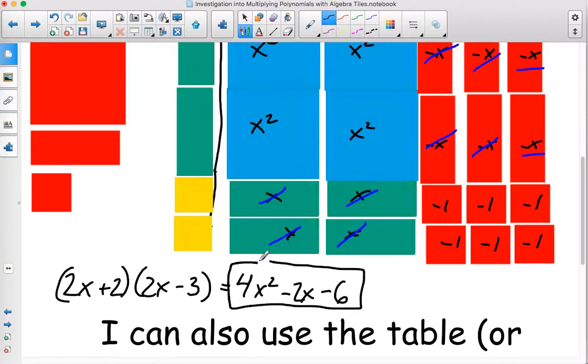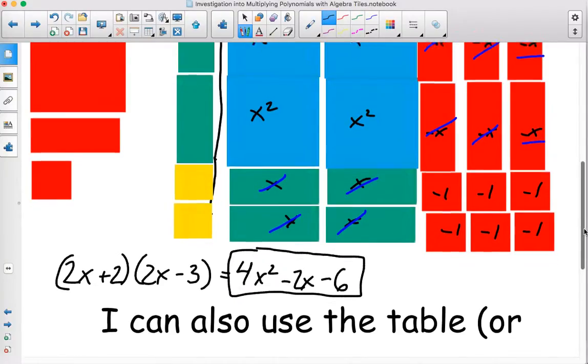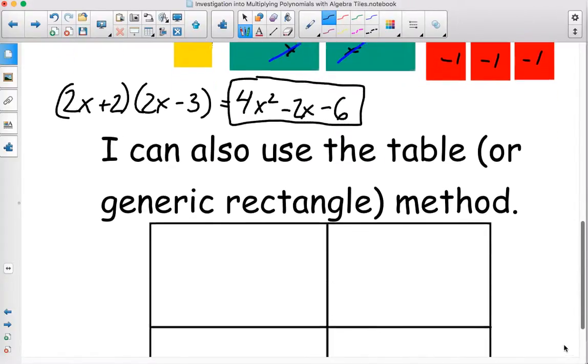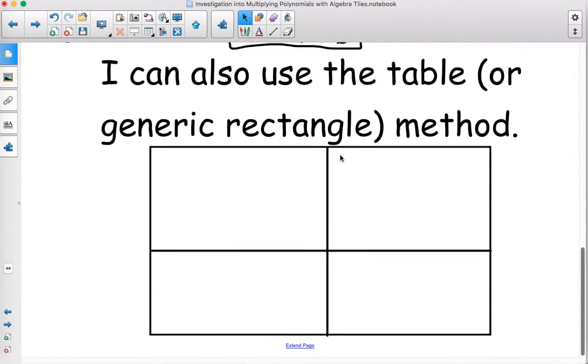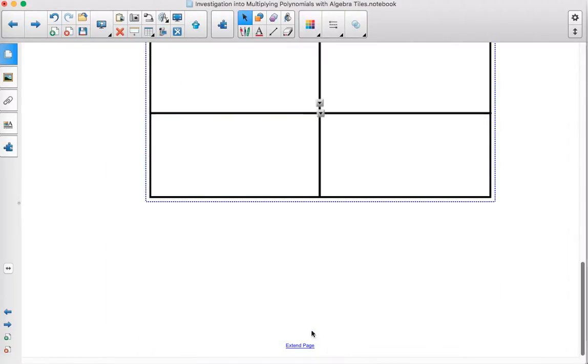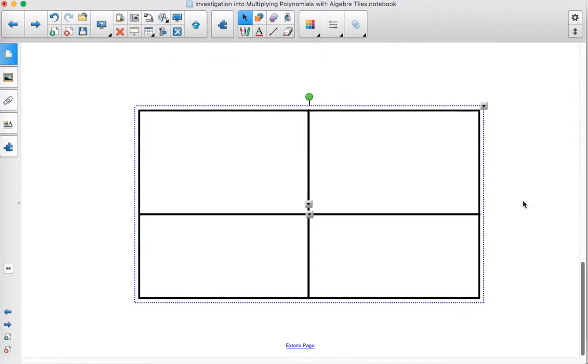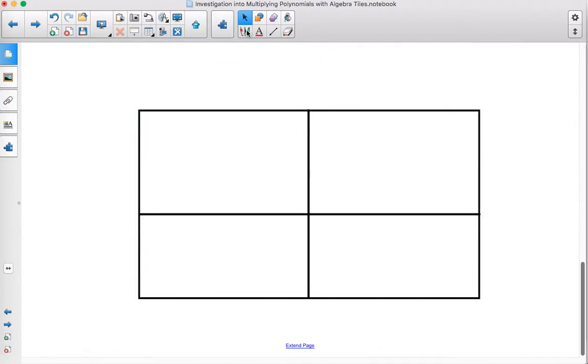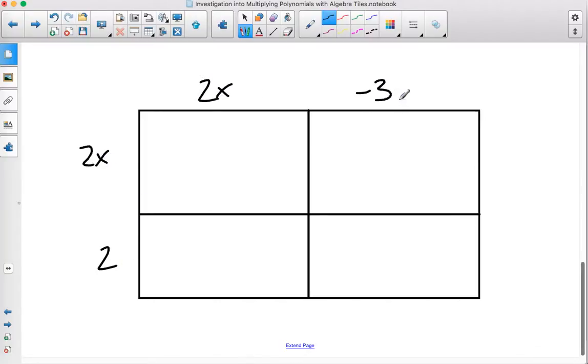That is my area. You can kind of see this takes a long time, so you can also use what's known as a table or a generic rectangle method. And what you do is you list out your dimensions like this. It's just a little quicker. You don't need to use all the shapes. You can say, okay, one of my dimensions was 2x. This one was positive 2. This was 2x, and this was minus 3. What did I get in total?